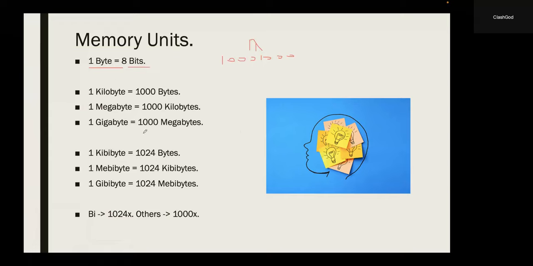The pattern here is the same. 1 kilobyte is 1,000 bytes, 1 megabyte is 1,000 kilobytes, and 1 gigabyte equals 1,000 megabytes. And when you add the bi here, the multiplier changes to 1,024. So the pattern here is the same, but one byte is equal to 8 bits. That's the only difference. And you add byte at the end instead of bit. So you will see that for the memory units with the extra bi, the difference will be 1,024 times larger, right? For the others though, it will only be 1,000 times larger. So that's the difference.